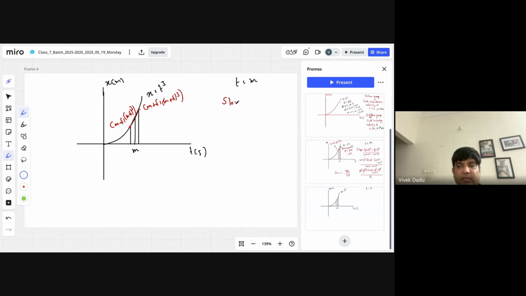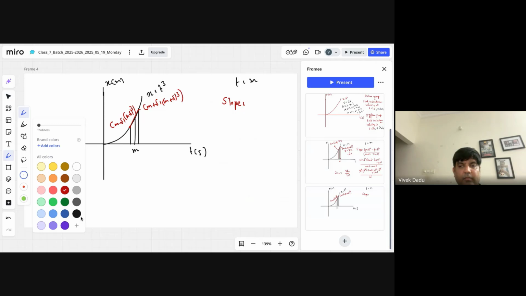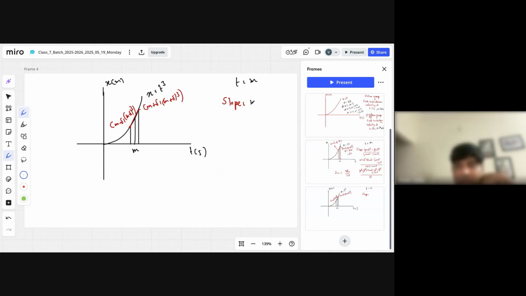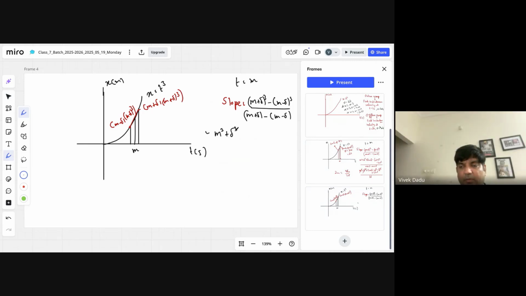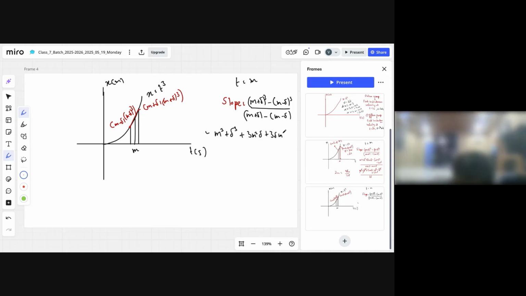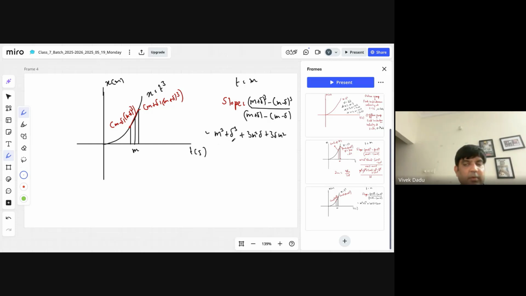Slope of this line then. Sir, y2 minus y1 by x2 minus x1. So how much? Sir, (m plus delta) cube minus (m minus delta) cube divided by m plus delta minus m minus delta. Now see, (m plus delta) cube is m cube plus delta cube plus 3m square delta plus 3 delta m square. This I'm writing directly because I know the formula. You guys can calculate, it will come this only.